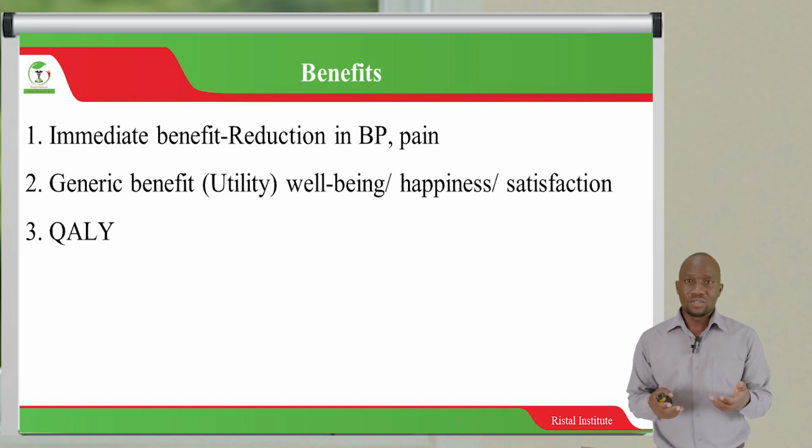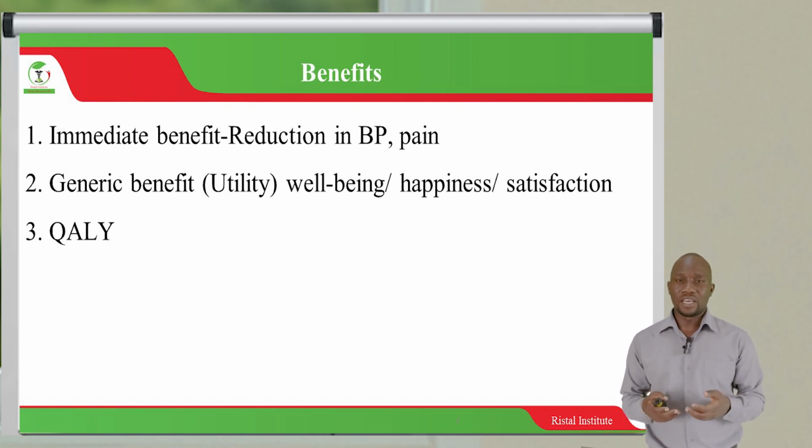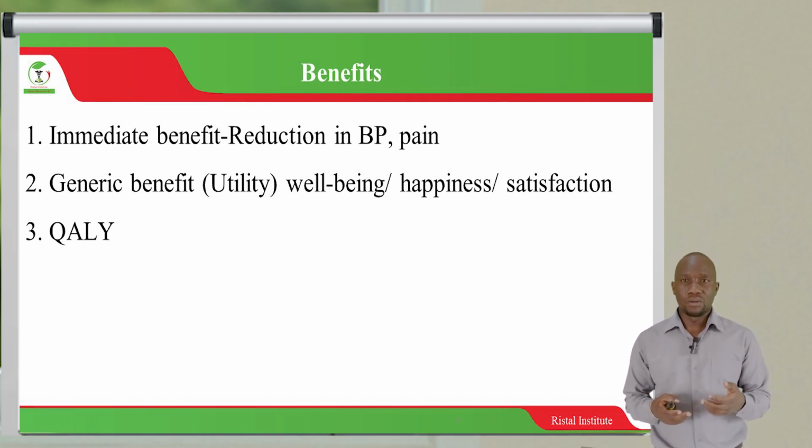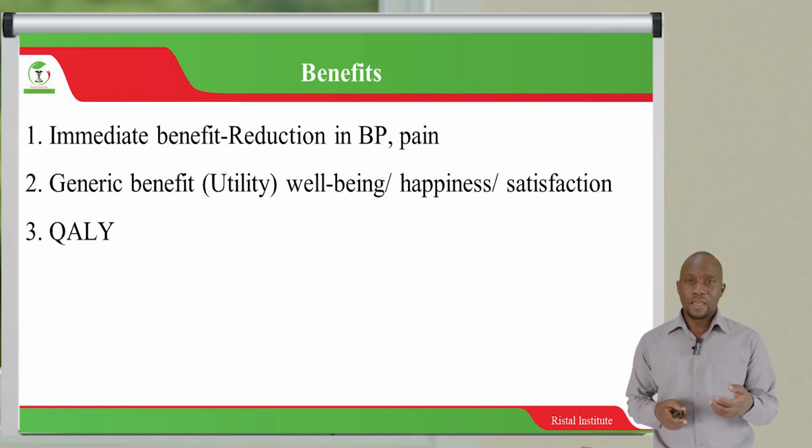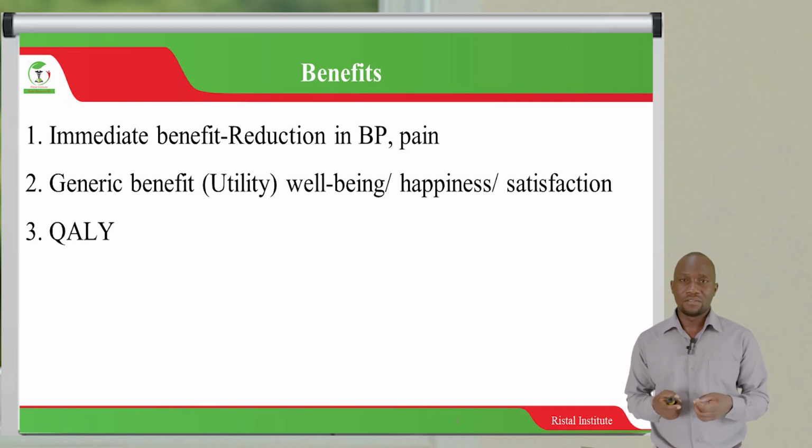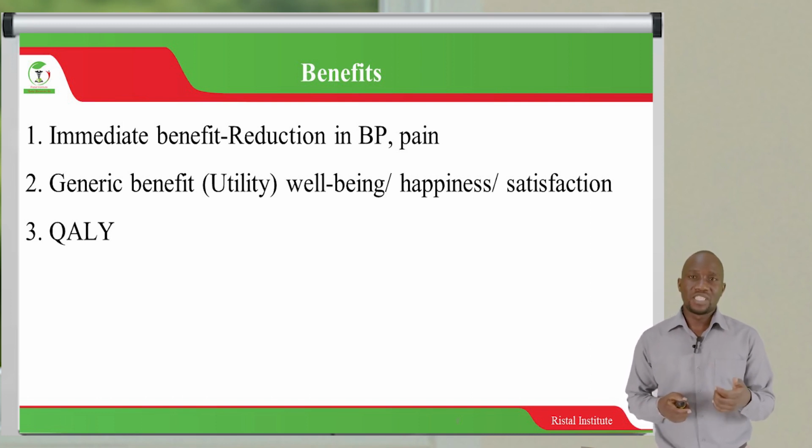Sometimes it is very hard to, for example, quantify these benefits. We may use a generic term, utility, to quantify some of these. For example, well-being, happiness, and satisfaction, overall satisfaction of an individual about their own health. We can use different scales to determine that. Another third aspect is what we call QALY, which is quality adjusted life years. It's also another quantitative and qualitative parameter that we can use to determine the benefit of particular health interventions.